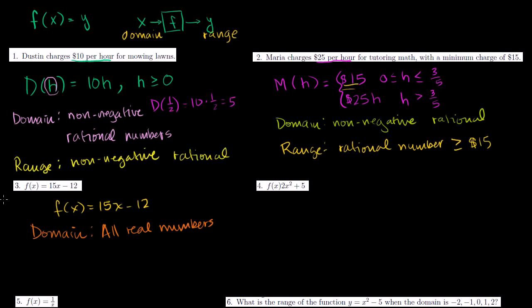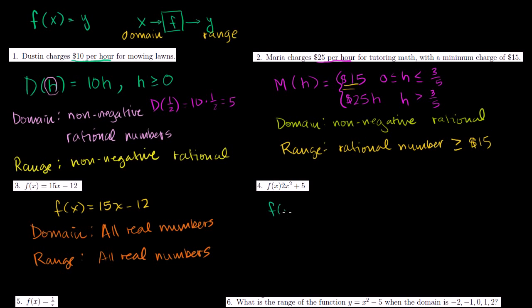And then, what is my range? Well, once again, this can take on any value out there. I can get to any negative value if I make x negative enough and then subtract 12 from it. I can get to 0. I can get to any positive value. So this is also going to be all real numbers.